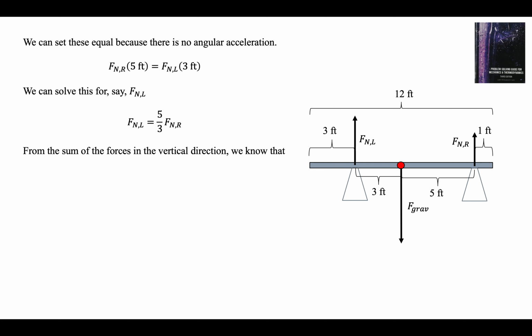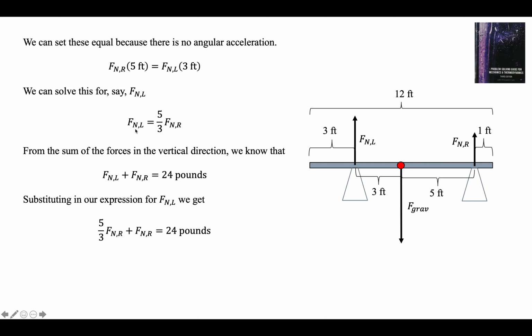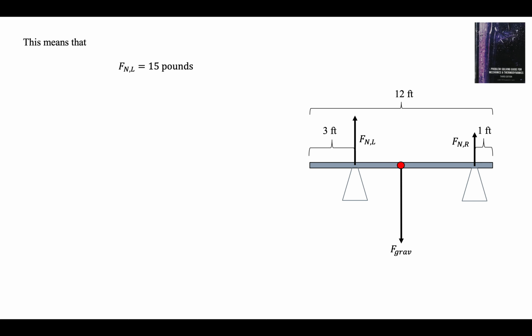From the sum of the forces in the vertical direction, we know that they have to sum to 24 pounds. We can substitute in the expression for the normal force on the left, and we get 24 pounds equals 5/3 plus 3/3, which is 8/3. And we can get a common denominator and solve for the normal force from the right, and we get 9 pounds, 3 times 3. This means that the other one has to be 15 because they have to sum to 24. So this is bigger as we expected.